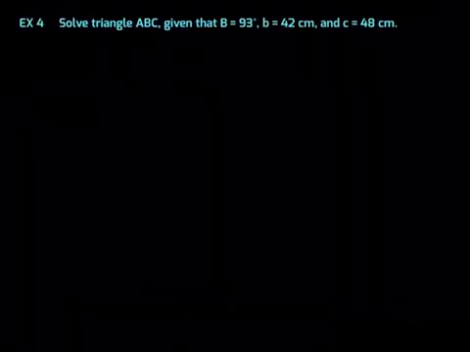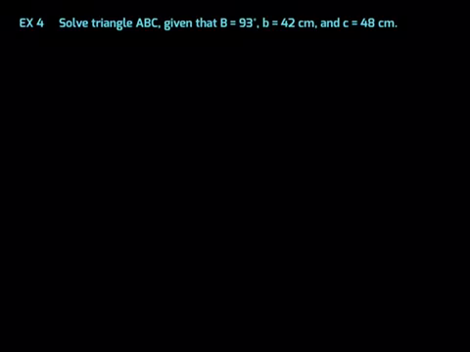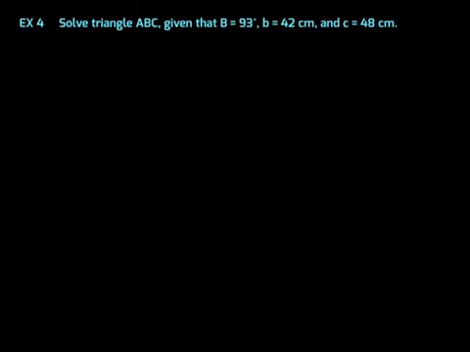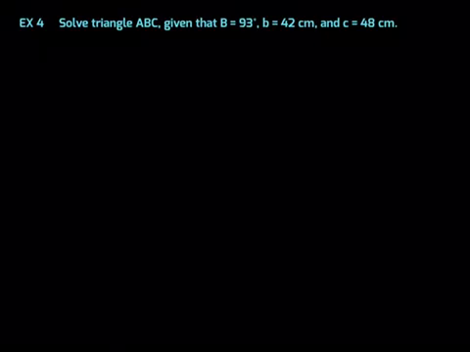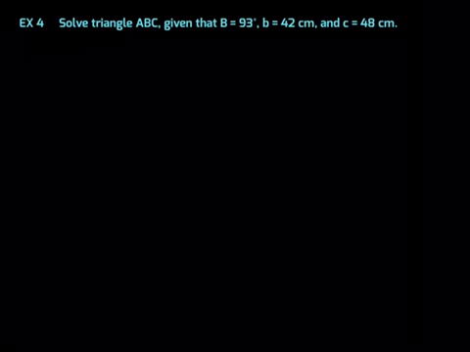Okay, you guys, last problem for the section. Solve triangle ABC given that angle B is 93 degrees, side B is 42 centimeters, and side C is 48 centimeters. I want you to think about something in this problem before we go much further. What's going to be the largest angle, A, B, or C? Well, because B is obtuse, we know it has to be the largest angle.